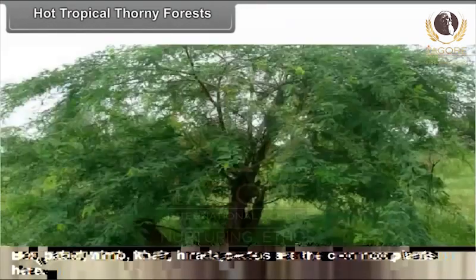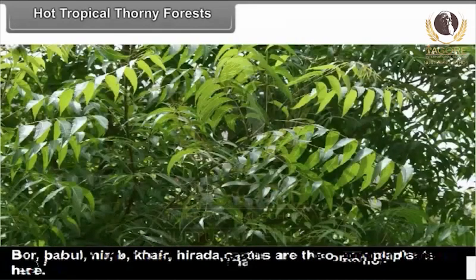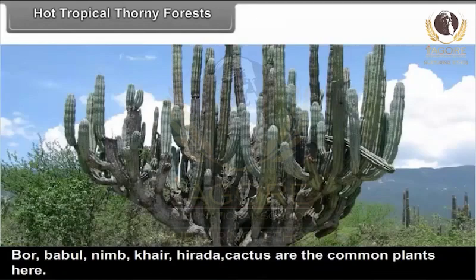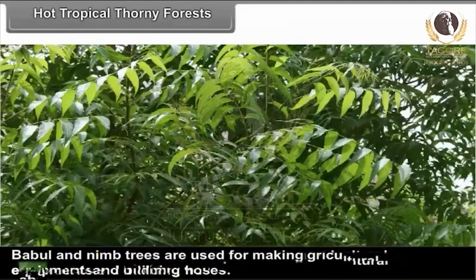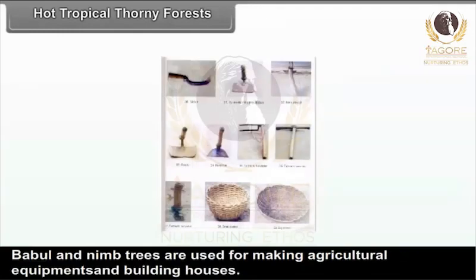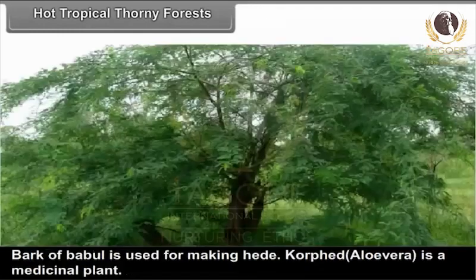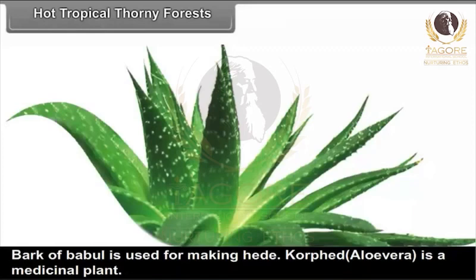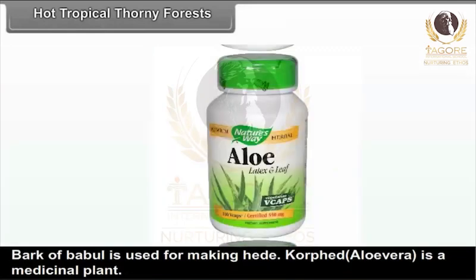Bor, babul, neem, khair, hirda, cactus are the common plants found here. Babul and neem trees are used for making agricultural equipments and building houses. Bark of babul is used for making hide. Korphad, aloe vera, is a medicinal plant.